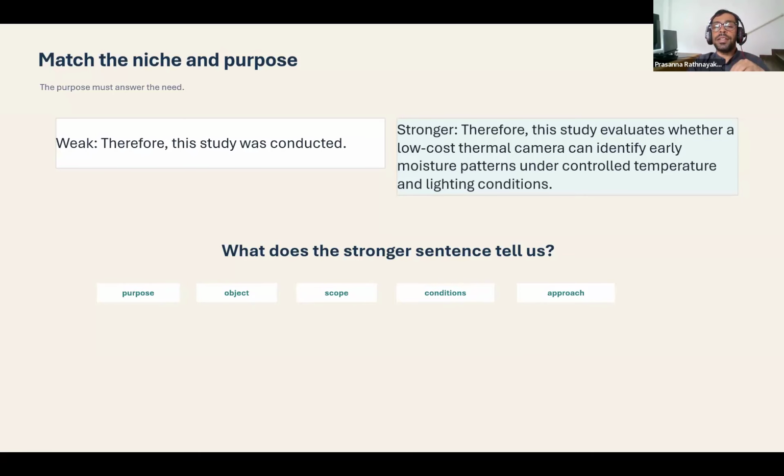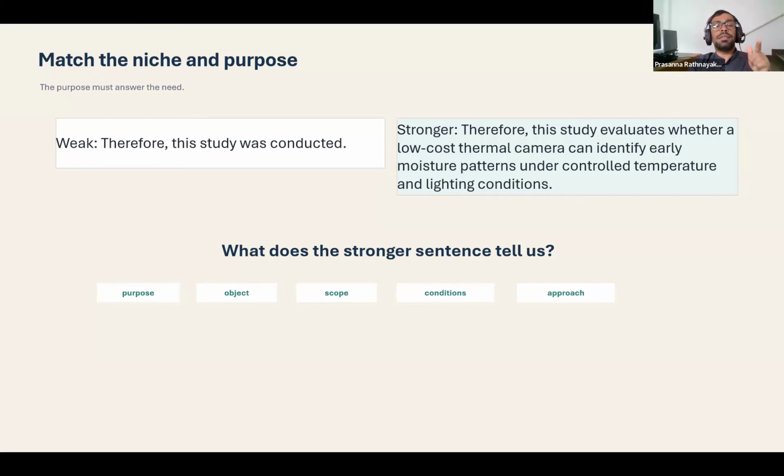While you're reading this sentence, identify one piece of information it gives the reader. See whether this information comes from purpose. Is it objective? Is it the scope? Is it conditions? Or is it approach?